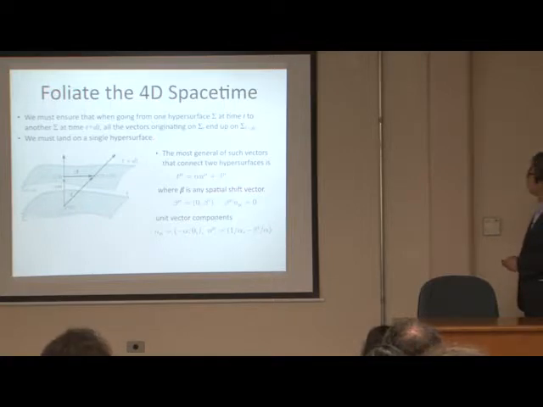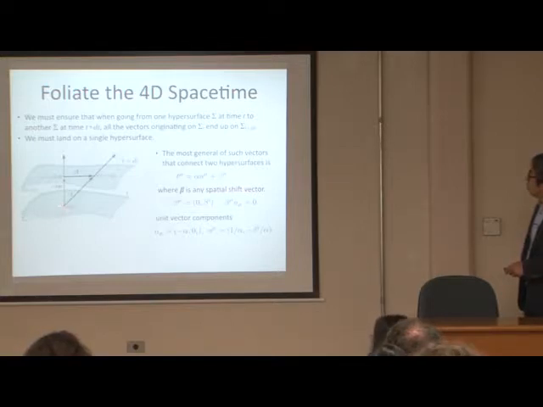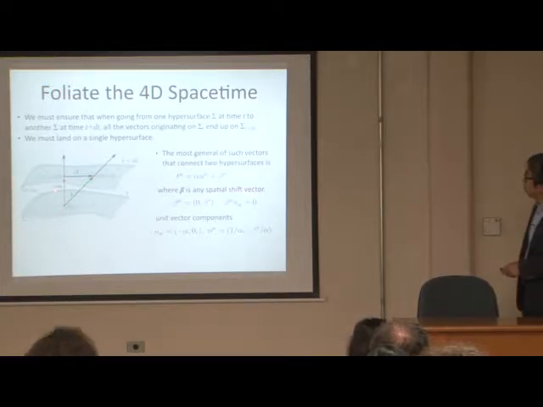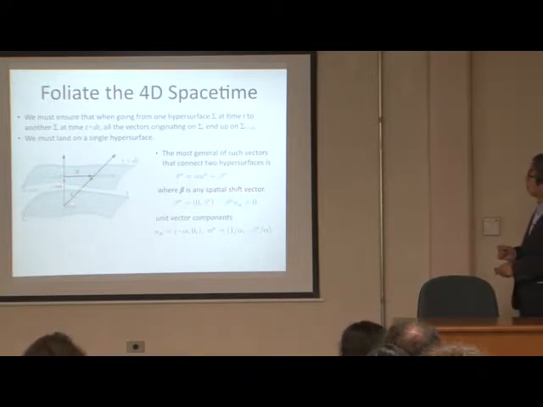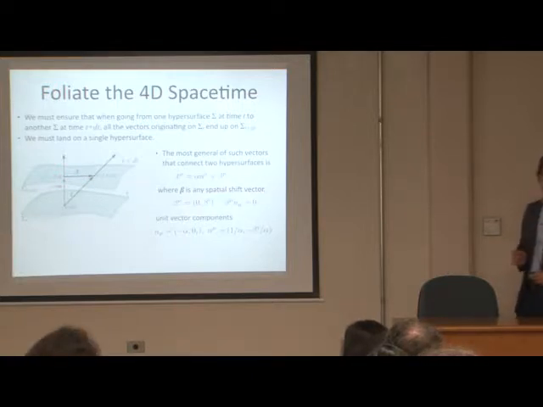The most general such vector that connects the two hypersurfaces is T mu equals alpha n nu plus beta mu. Here, beta is the spatial shift vector. It has only a spatial component, completely perpendicular to the timelike normal vector. So here is an analogy: this is one point of the simulation, and we try to go to the next time step. First, the lapse function shifts along the direction perpendicular to the hypersurface, and we can go up to there. Then we need an additional shift of the position, given by the shift vector part.